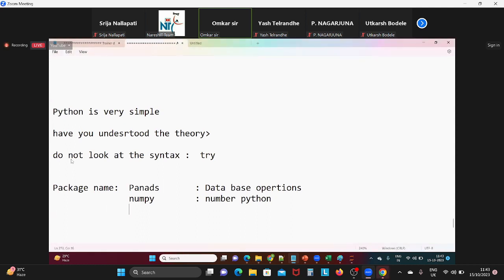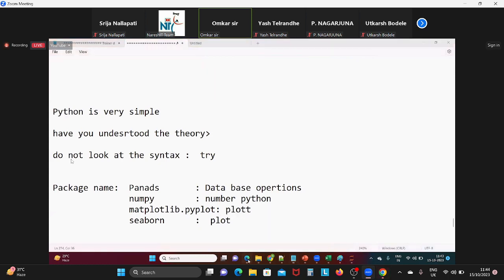To draw the graphs, we use the matplotlib library, pyplot. The name itself says plotting: plot something. And the next one is called Seaborn. What is Seaborn used for? Plotting only. That's it. See, Python is easy. No need to worry.